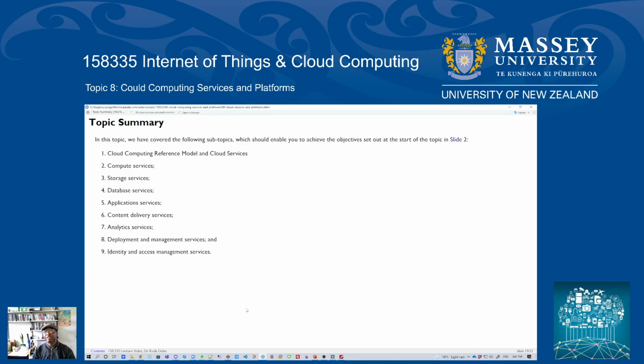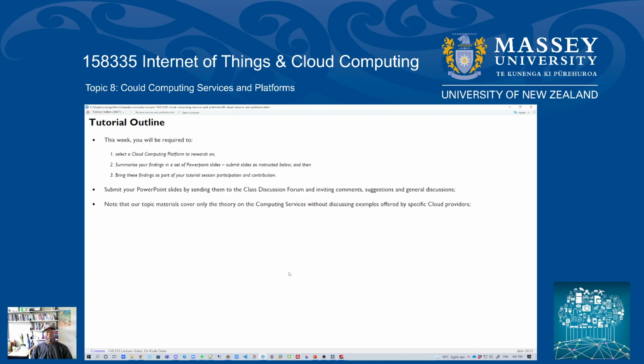So we've covered cloud reference model, cloud services, and also various types of services. At least we went through 6 of these: storage, database, application, content delivery, analytics, deployment and management services. And finally we looked at identity and access management.